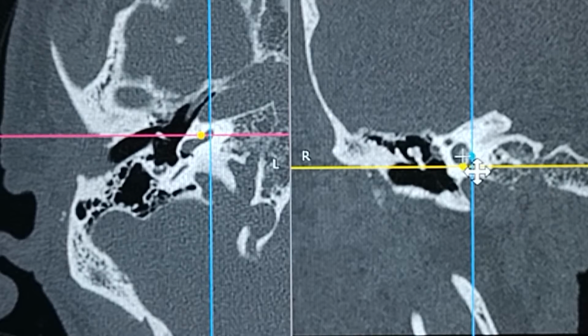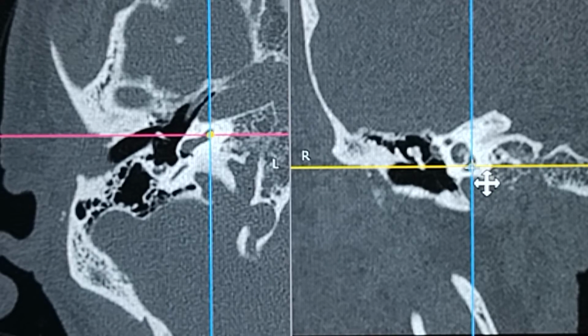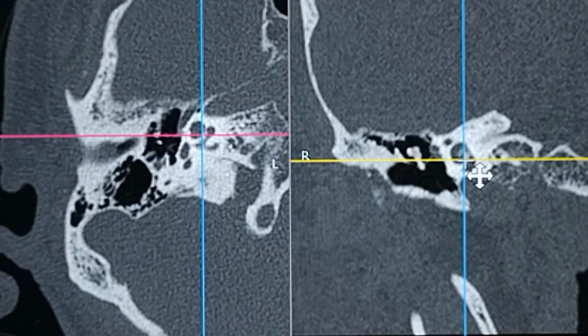So basically there's a basal turn, there's a middle turn, and there's an apical turn. All these turns are distinguished from the interscalar septum. So prominently the basal turn and the middle turn, there is a partition in between, which you can see right here. That's the interscalar septum.